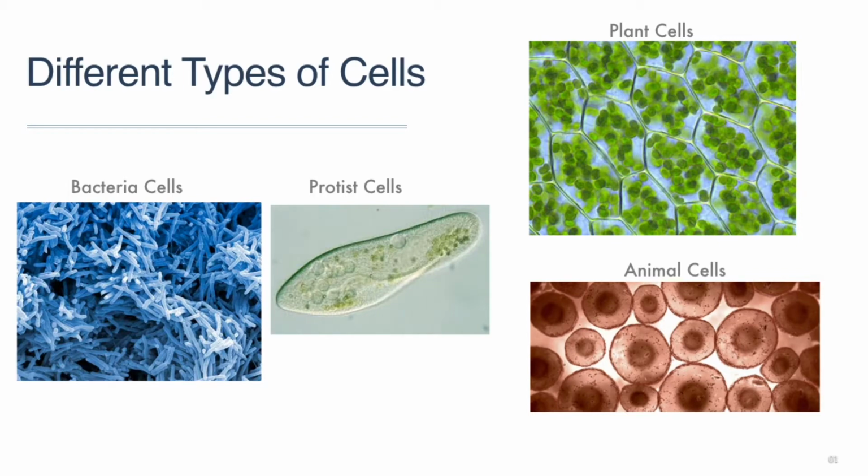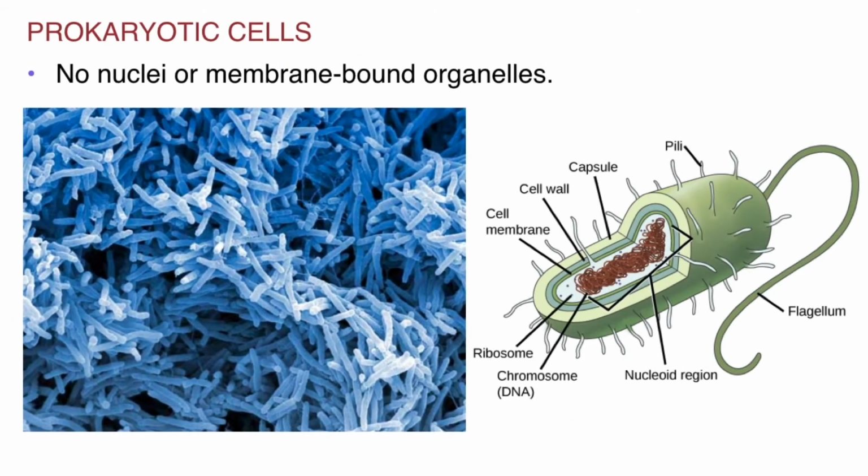For example, bacteria cells. Bacteria are made up of a single cell, but a specific type of cell called a prokaryotic cell. The main characteristic of prokaryotic cells is that they don't have a nucleus or any membrane-bound organelles inside the cell. They have DNA, but it is organized into chromosomes that are free-floating and not encased in a nucleus.